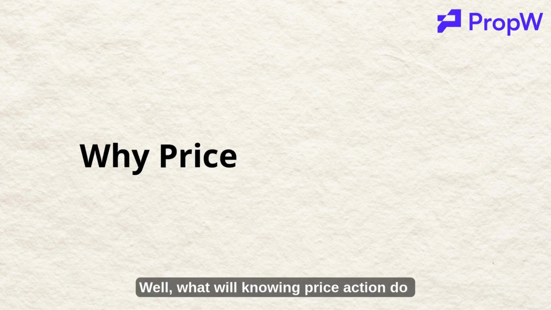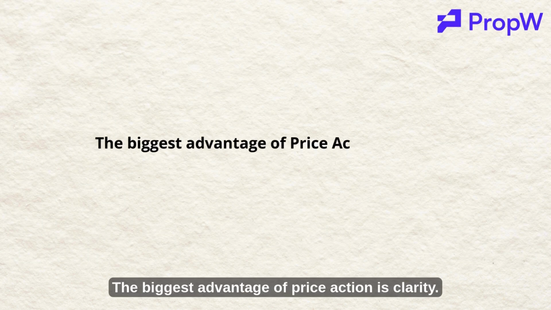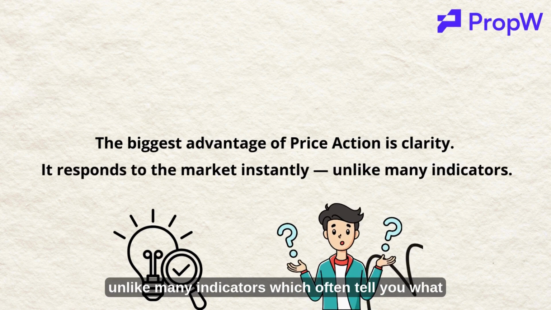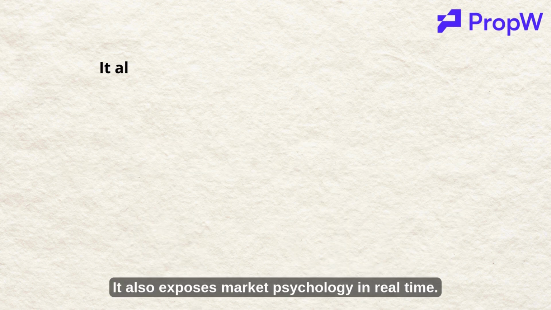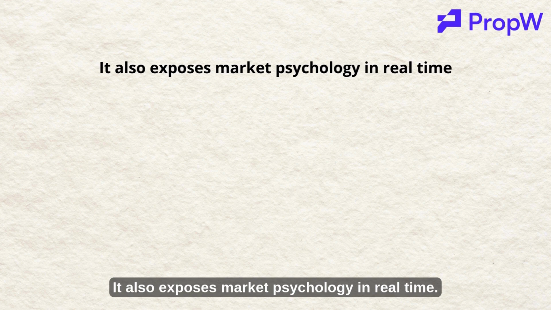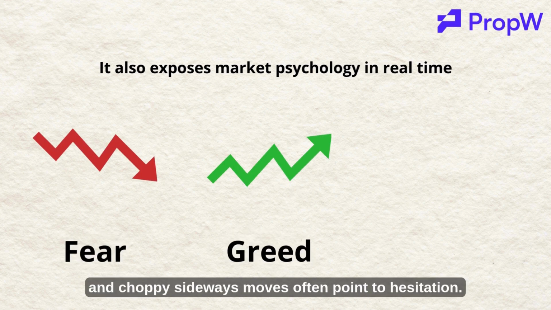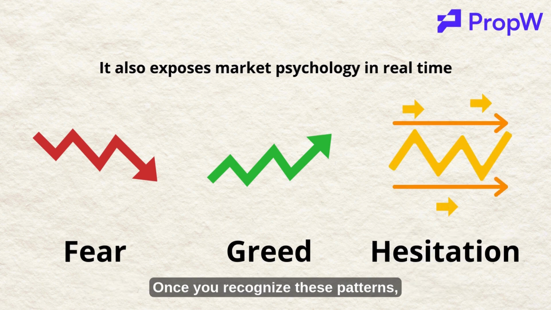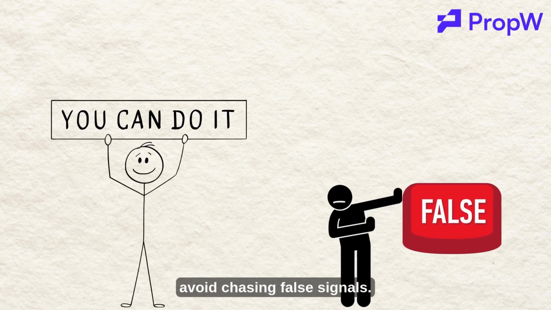Well, what will knowing price action do for my trading? The biggest advantage of price action is clarity. It responds to the market instantly, unlike many indicators which often tell you what happened after the fact. It also exposes market psychology in real time. Sharp drops reveal fear, aggressive rallies show greed, and choppy sideways moves often point to hesitation. Once you recognize these patterns, you'll be able to act with more confidence and avoid chasing false signals.